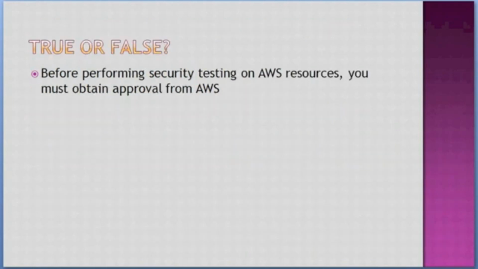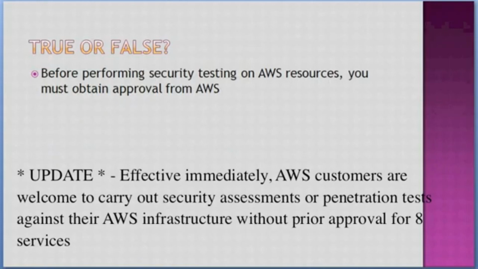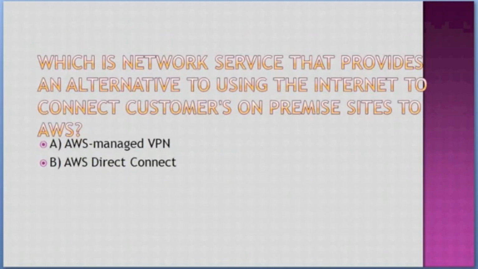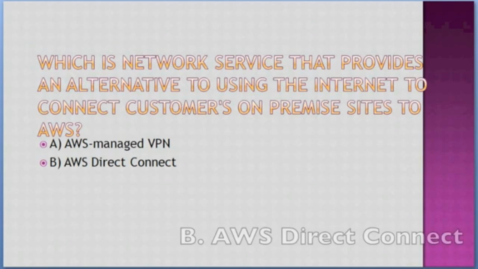True or false? Before performing security testing on AWS resources, you should obtain approval from AWS. True. Which network service provides an alternative to using the internet to connect customers' on-premise sites to AWS? A. Managed VPN. B. AWS Direct Connect. B. AWS Direct Connect.